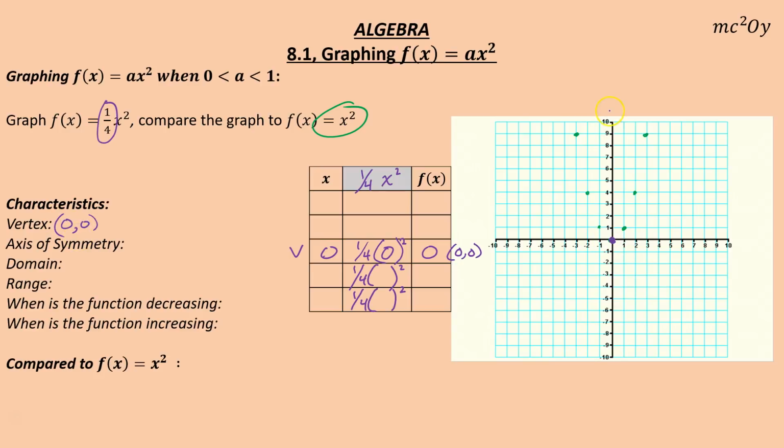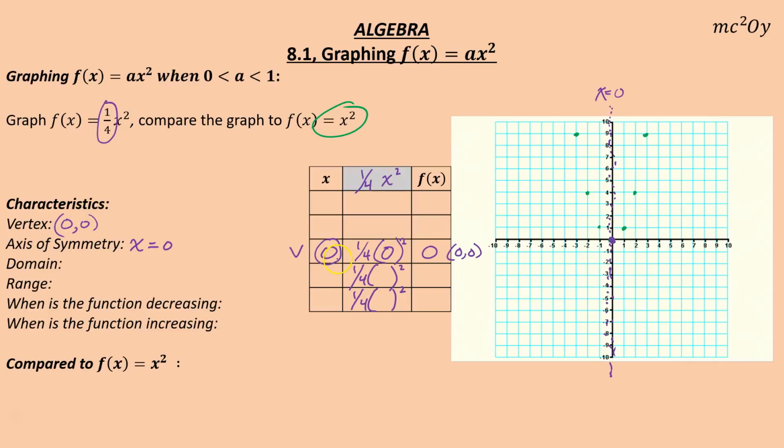Which, by the way, if your vertex is 0, 0, your axis of symmetry is also your x value of your vertex. It's at x equals 0. So you kind of kill two birds with one stone when you find this point right here. It's the axis of symmetry and the vertex, just so you know.